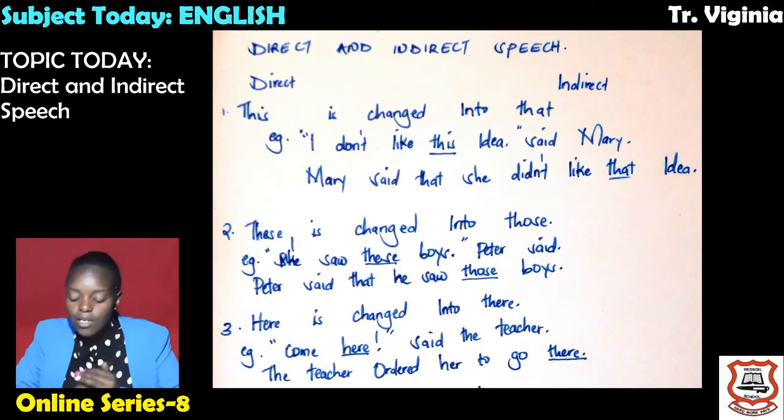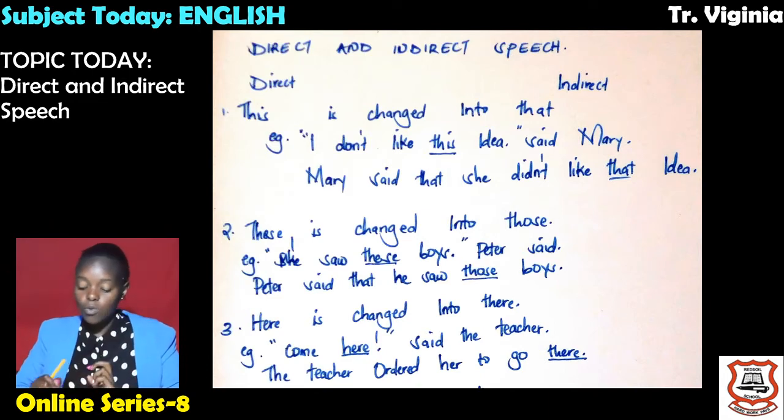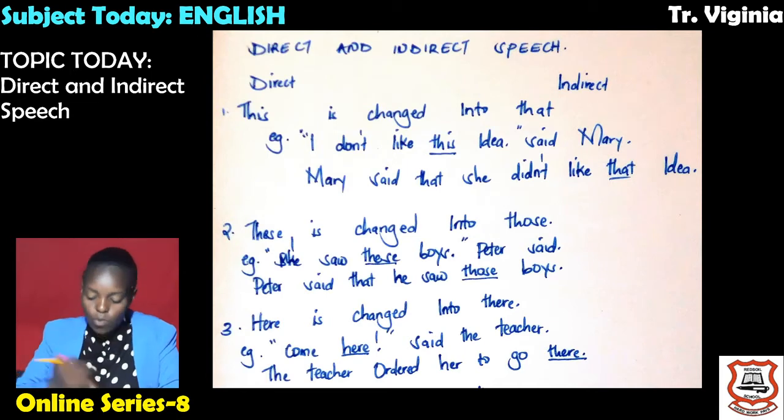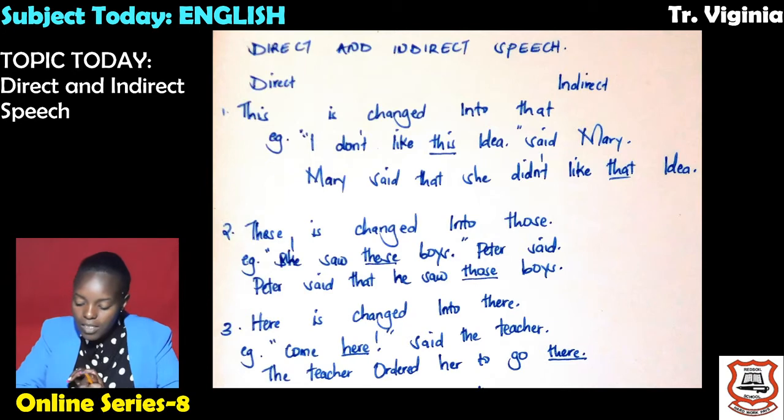So this is changed into that. An example of a sentence: "I don't like this idea," said Mary. So we have the word "this" used there. Change that into indirect speech: Mary said that she didn't like that idea. So the word "this" is changed into "that."